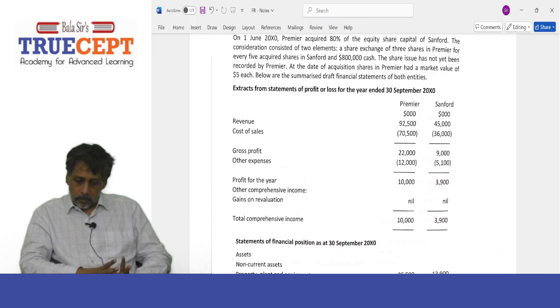So extracts from statement of profit or loss for the year ended 30th September 20x0. Both are dollars in thousands. Revenue 92,500 for Premier, and for Sanford it is 45,000. Cost of sales 70,500 negative and 36,000 negative. Then gross profit 22,000 and 9,000. Other expenses 12,000 and 5,100. Then profit for the year is 10,000 and 3,900. Now other comprehensive income, gains on revaluation nil and nil. Total comprehensive income 10,000 and 3,900.